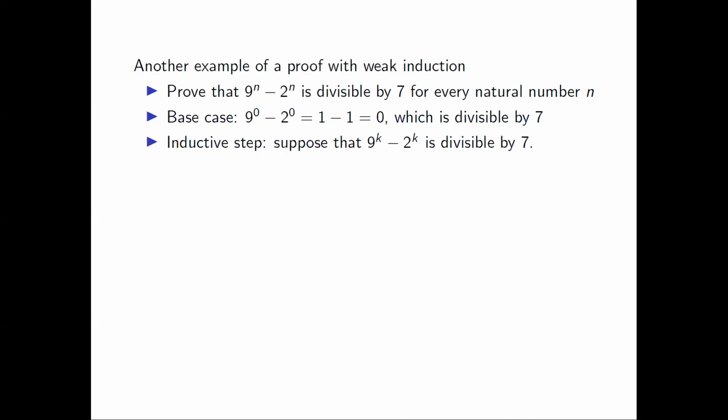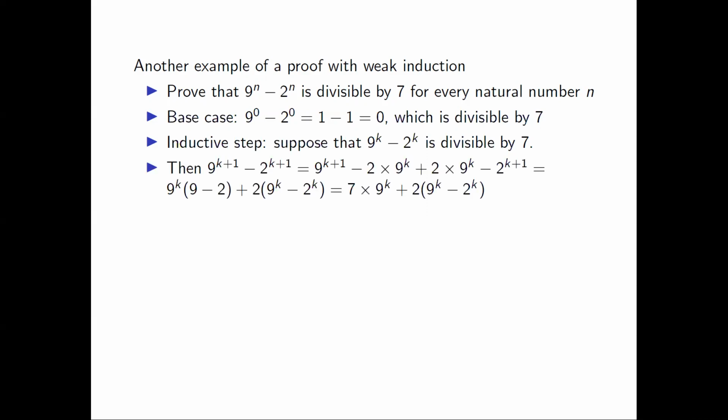For the inductive step, we'll suppose that 9 to the k minus 2 to the k is divisible by 7 for some natural number k. We want to prove that 9 to the k plus 1 minus 2 to the k plus 1 is also divisible by 7. We can write 9 to the k plus 1 minus 2 to the k plus 1 as 9 to the k plus 1 minus 2 times 9 to the k plus 2 times 9 to the k minus 2 to the k plus 1.